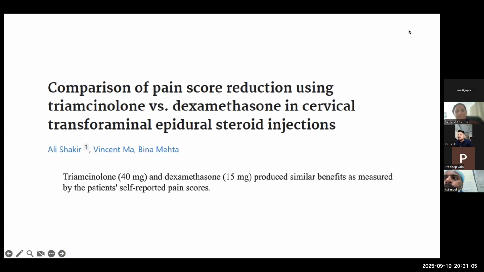So there was no statistical difference between triamcinolone and dexamethasone, and both produce similar benefits. So that was what was seen in this study.